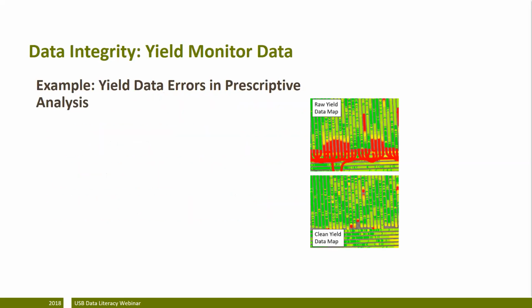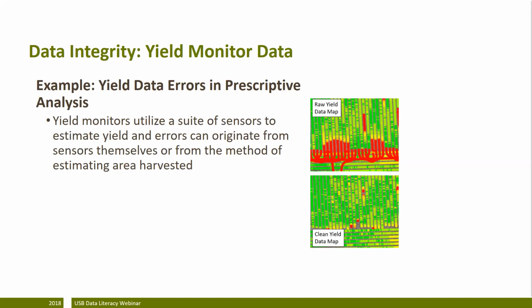So let's take a look at an example. Here we have yield monitor data. Yield monitors utilize a suite of sensors to estimate yield, and errors can originate from sensors themselves or from the method of estimating area harvested.